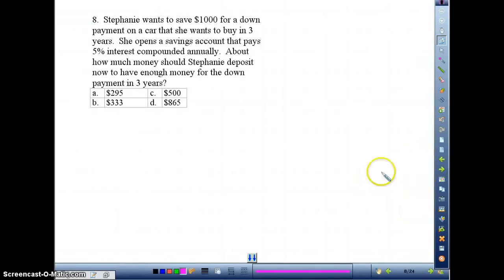Number 8. Stephanie wants to save $1,000 for a down payment on a car, which she wants to buy in 3 years. She opens a savings account that pays 5% interest compounded annually. About how much money should Stephanie deposit now to have enough money for the down payment in 3 years? Okay, first of all, this is compound interest, so I need a formula. What's that formula? A equals what? Look it up. You're going to need this for tomorrow.